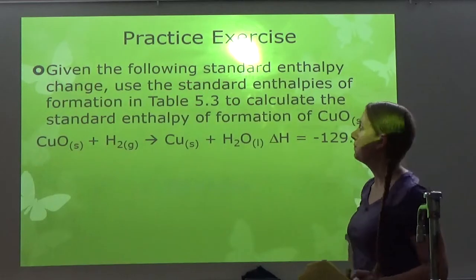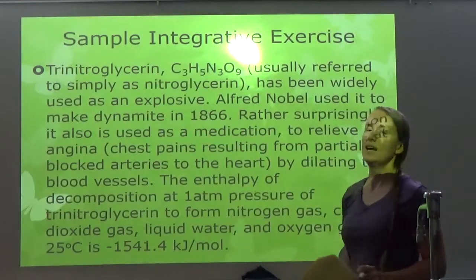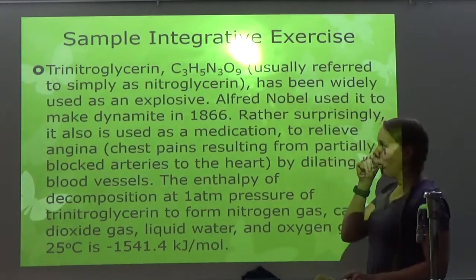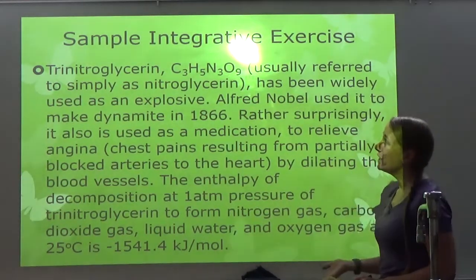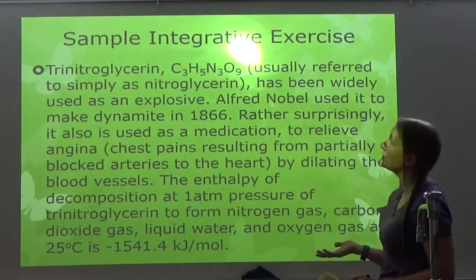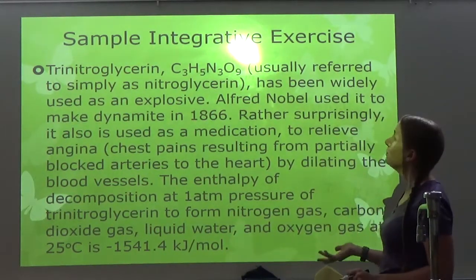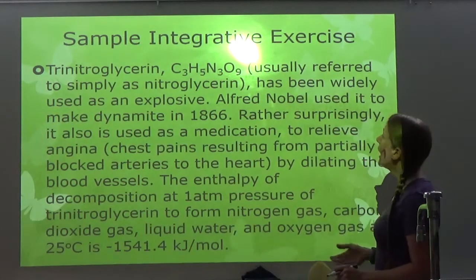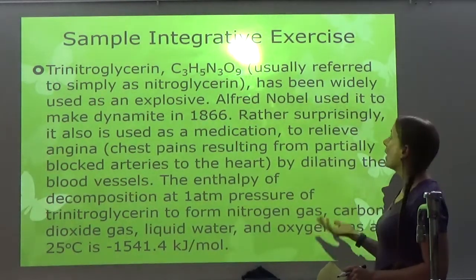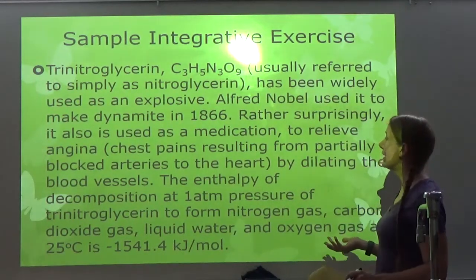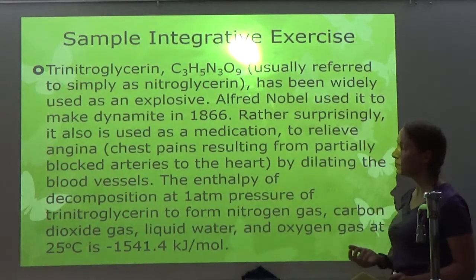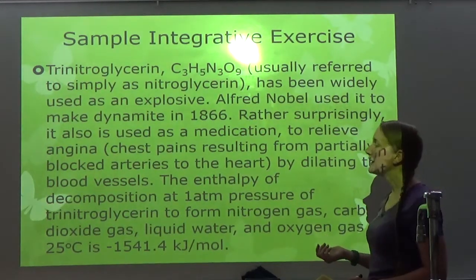All right, we are nearing the end, to the very long sample integrative exercise. So it says, trinitroglycerin, which is C3H5N3O9, usually referred to simply as nitroglycerin, has been widely used as an explosive. Alfred Nobel used it to make dynamite in 1866. Rather surprisingly, it's also used as a medication to relieve angina, which is chest pains resulting from partially blocked arteries to the heart, by dilating the blood vessels.